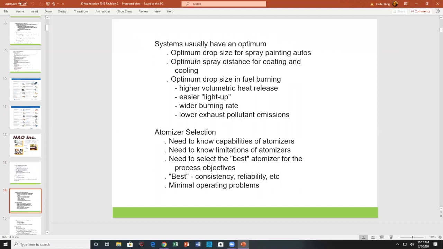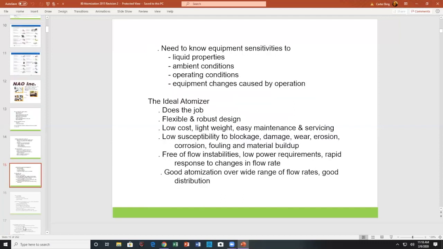Systems often have an optimum. Optimum drop size for spray painting automobiles, optimum spray distance for coating and cooling, optimum drop size for fuel burning, easier light up, lower pollution rates, various items in that. Atomizer selection: you need to know the capabilities and limitations of atomizers. And obviously you wish to select the best, consistent with reliability and minimum operating problems.